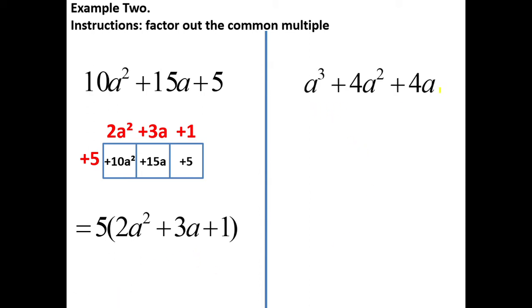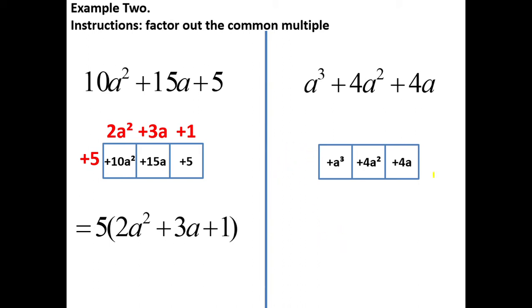Here's our polynomial, and we're going to try to factor out as much as we can. Well, let's take our polynomial and put it in boxes. Here's your distribution box. A cubed goes into the first box, 4a squared into the second, and 4a into the third. So what will come out of all three boxes? And we'll put it right there.